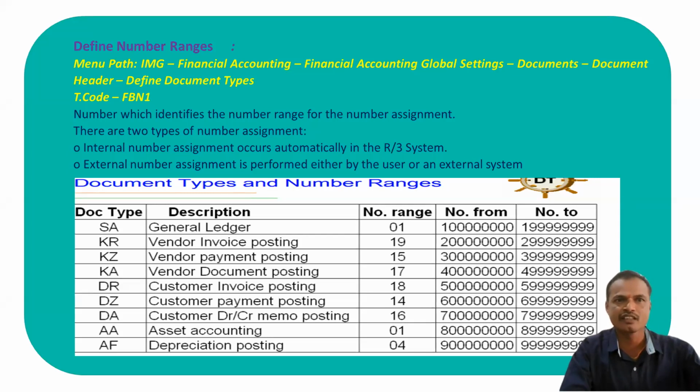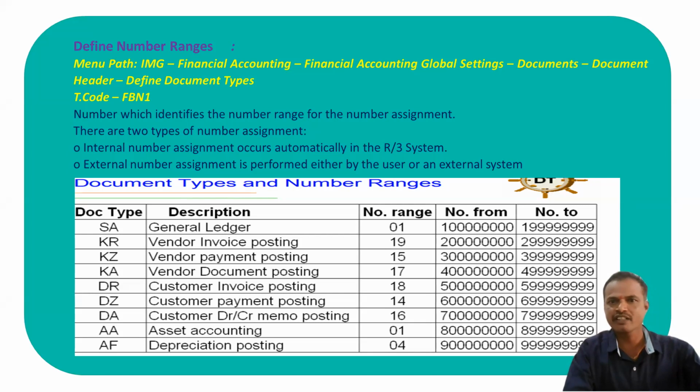These are number ranges. The number identifies the number range for the number assignment. There are two types of number assignment. Internal number assignment occurs automatically in the system, and external number assignment is performed by either the user or an external system. User means it's designed by us. SA means general ledger. KR means vendor invoice posting. KZ means vendor payment.